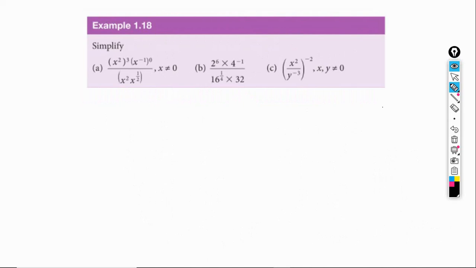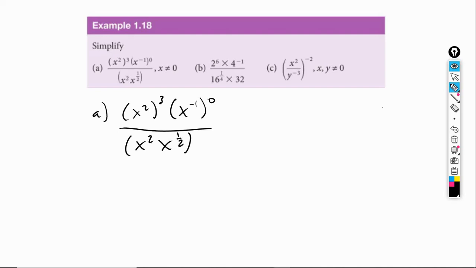So example 1.18 is the last one on this video. For A, they ask us to simplify the expression x squared to the power of 3 times x to the minus 1 to the power of 0 over x squared times x to the 1/2. So we simplify by applying the rules for exponents. This is going to be x to the 6 times x to the 0. And this is going to be x to the 5 halves, right? Because 2 plus 1 half is 5 halves.